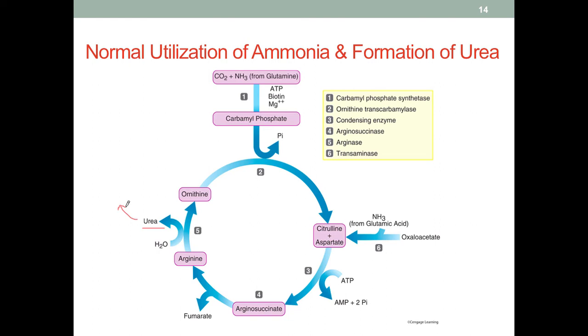However, if liver function is impaired, then it makes sense that the speed of this cycle will slow down and we won't be able to generate urea as efficiently. So we don't have as much urea, but the deamination is still occurring, and so we're still going to be having a lot of ammonia that will continue to be generated.